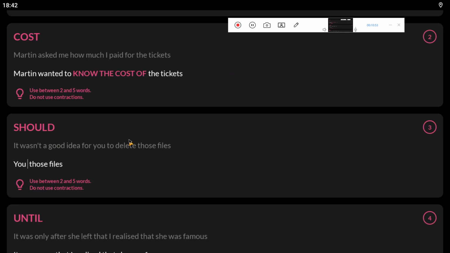The next one. We have the modal verb should. So it wasn't a good idea for you to delete those files. So you, those files. You shouldn't delete those files. Yes. But almost there. You shouldn't have deleted. Why do I use here the present perfect? That's right. And actually, this is called the modal perfect tense. The modal verb, in this case, should, and then the present perfect.